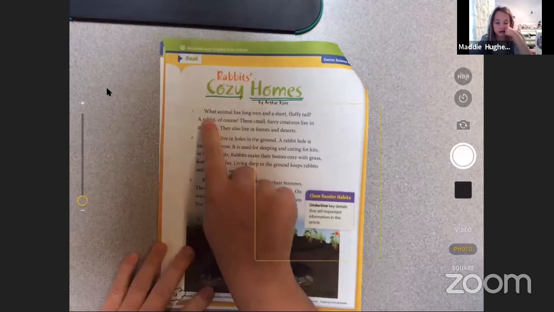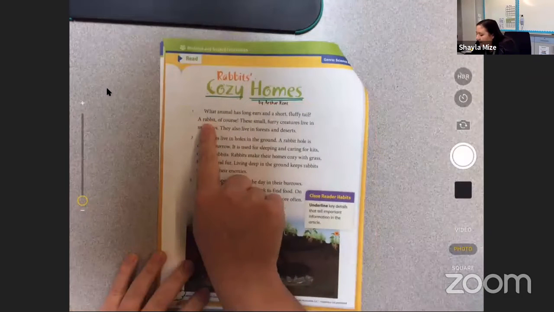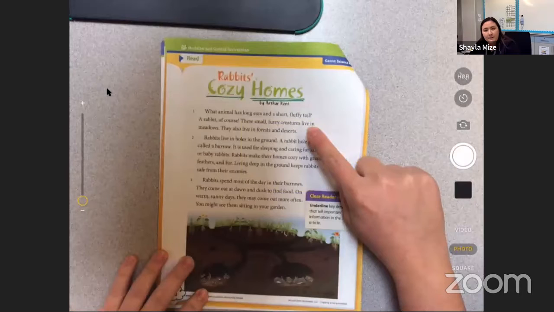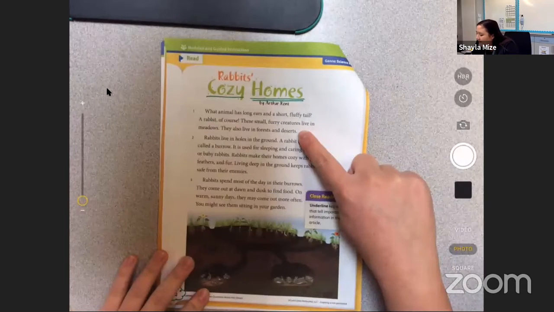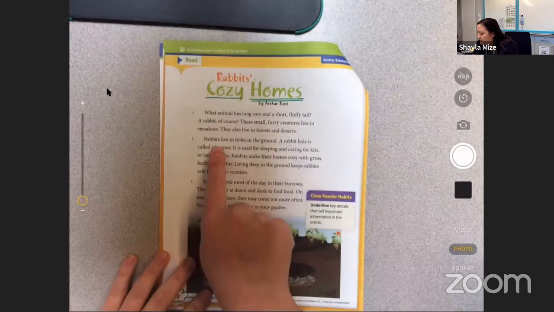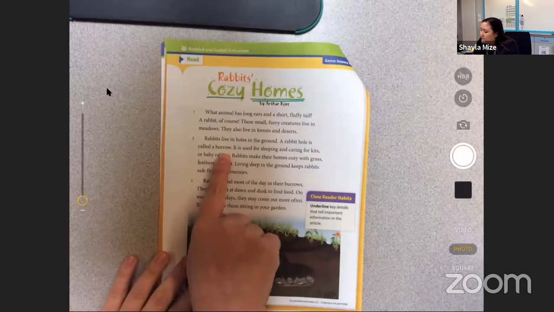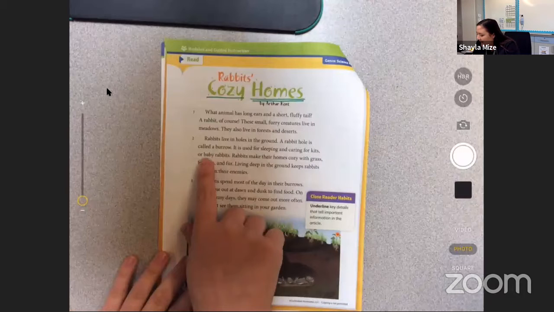What animal has long ears and a short, fluffy tail? A rabbit, of course. These small furry creatures live in meadows. They also live in forests and deserts. Rabbits live in holes in the ground. A rabbit hole is called a burrow. It is used for sleeping and caring for kits or baby rabbits.